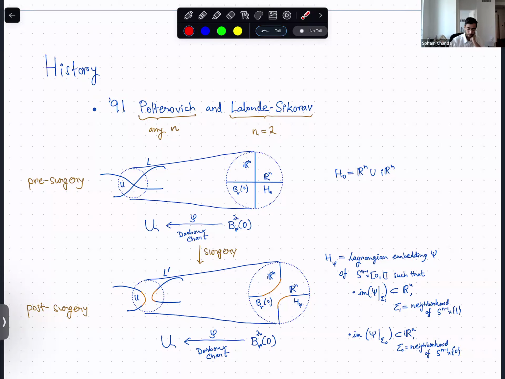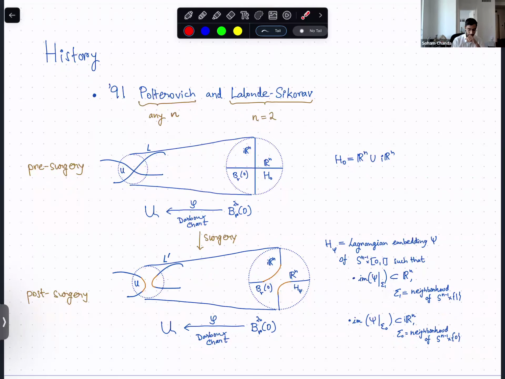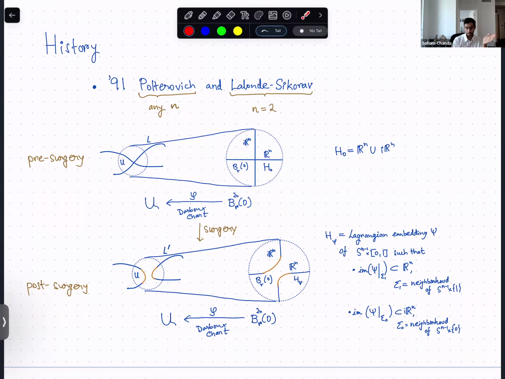Polterovich surgery does the following. If you have a Lagrangian such that there is a self-intersection point P, an immersed self-intersection point of only two sheets, then you can take a Darboux chart such that near this singular self-intersection point, the Lagrangian will look exactly like R^n and iR^n. So the real Lagrangian and the imaginary Lagrangian. Let's call that H naught.